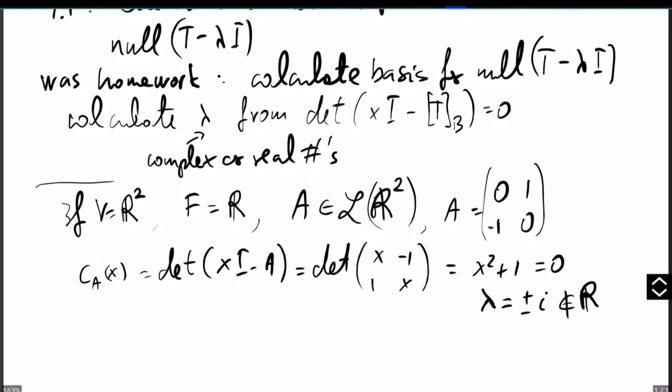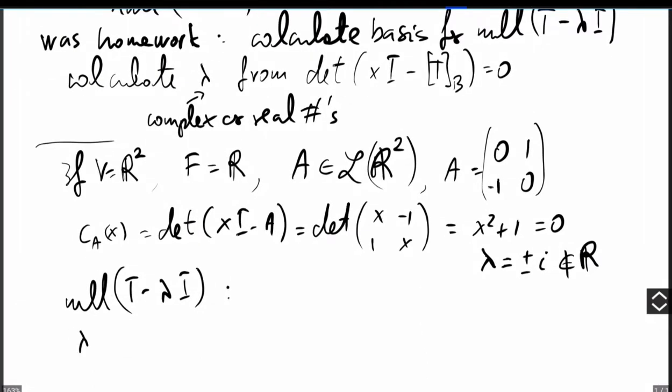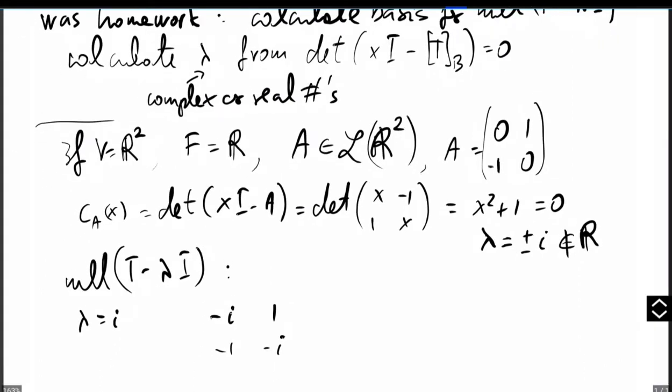And for example, if you want to calculate the null space of T minus lambda I, take lambda equals plus i, what we get is minus i, 1, minus 1, minus i. And then you want to solve this when you set this equal to 0, so the augmented matrix is minus i, 1, 0, minus 1, minus i.